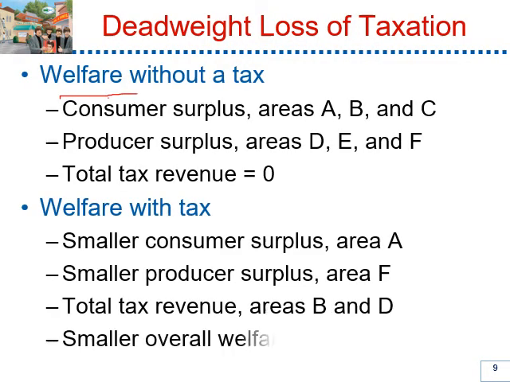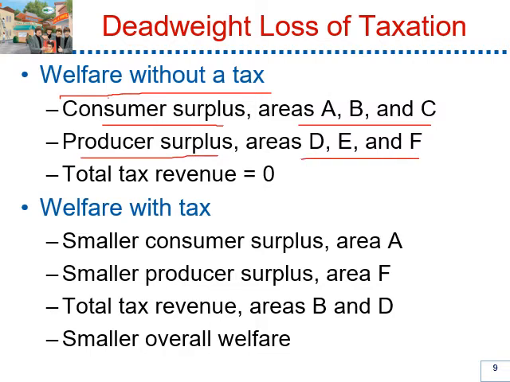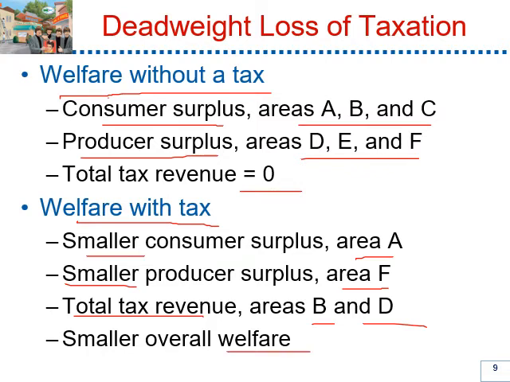The welfare without the taxes: consumer surplus goes to areas A, B, and C, producer surplus equals areas D and F, and the tax revenue equals zero. The welfare with taxes: consumer surplus is smaller, equal to only area A. Producer surplus is smaller, equal to only area B. The total taxes equal areas A and B, and the welfare is smaller in that case.